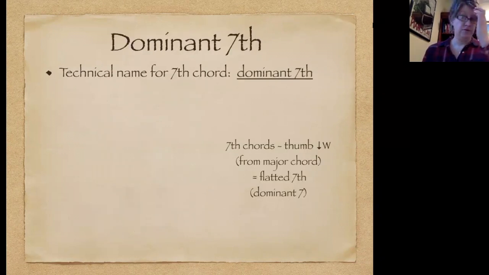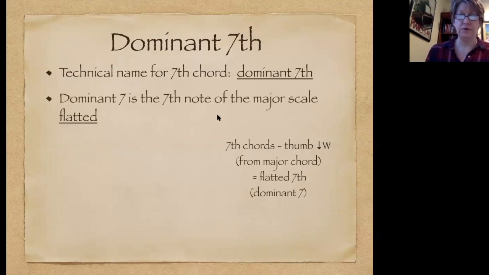I don't know if you are all familiar with dominant 7th, but the technical name for the 7th chord, the way we teach it in Amazing Grace, and whenever you see just a 7, C7 or E flat 7 or whatever, that technically is called a dominant 7th. We just shorten the name and say a 7th chord. The dominant 7, I don't want to get into this very deeply because it gets into some really gnarly theory stuff, but the dominant 7th is the 7th note of the major scale flatted.